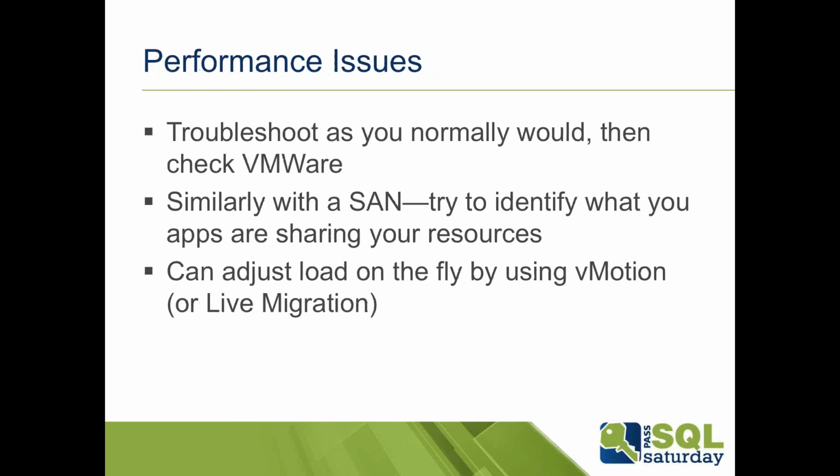So if you're troubleshooting a performance issue, just troubleshoot as you normally would, and then check VMware. Similarly with a SAN, you want to see what apps are sharing your resources. And you're also going to want to look at the storage environment. And you can always vMotion your server off to another physical machine if you have to, or use live migration if you're on Hyper-V.